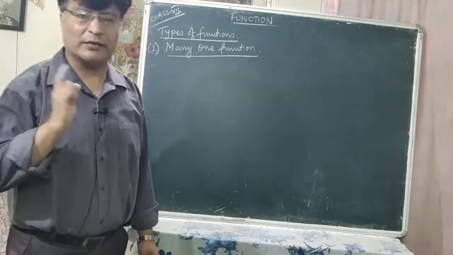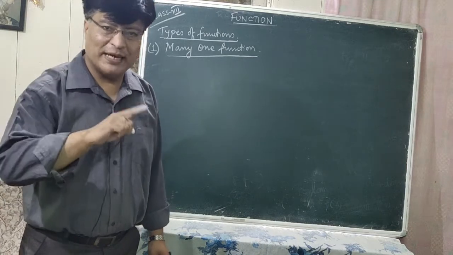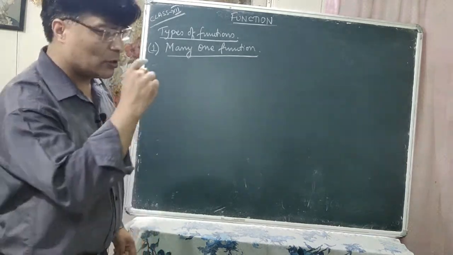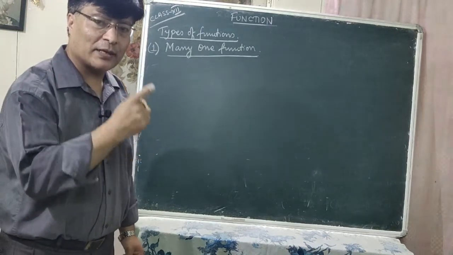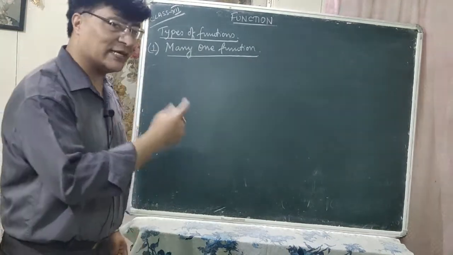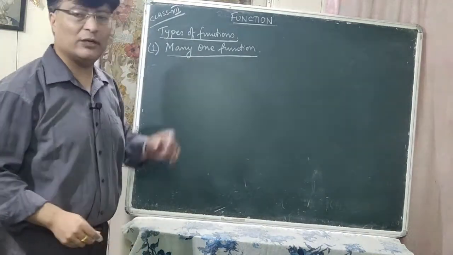Many one function means what? Many to one. Many to one means two or more elements in the set A have a unique image in set B. That is your many one.